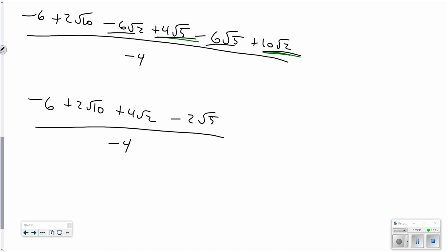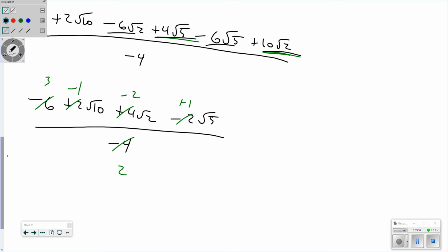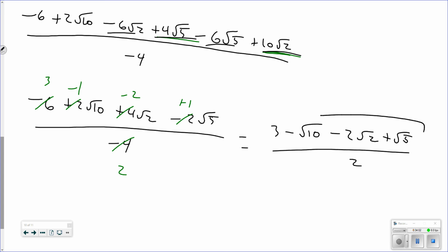All these are divisible by negative 2. I'd rather not have a negative in the bottom. So you divide everything by negative 2. That gives you a positive 2. This gives you 3, negative 1, negative 2, and positive 1. To get 3 minus root 10 minus 2 root 2 plus root 5 all over 2.